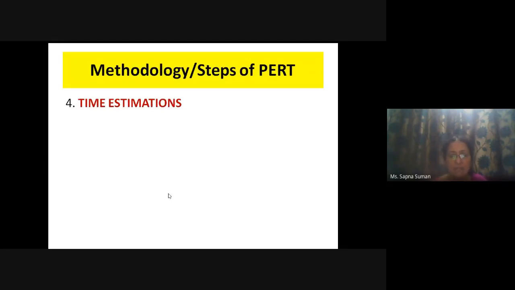The fourth step of the PERT technique is very important, because the whole success of your technique depends upon the time estimation. Time estimation is the main concern in this technique. So we are going to see this in detail, how the time is estimated.